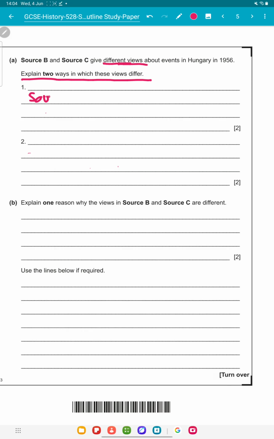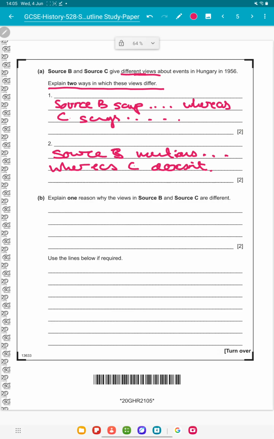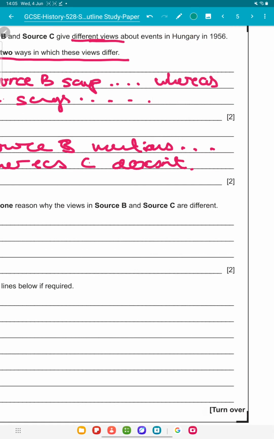Source B says this, whereas C says that. And then remember, for the second one, you can say source B mentions this, whereas C doesn't. And that's enough to get you the 4 marks. So its focus here is on content, what the source says.